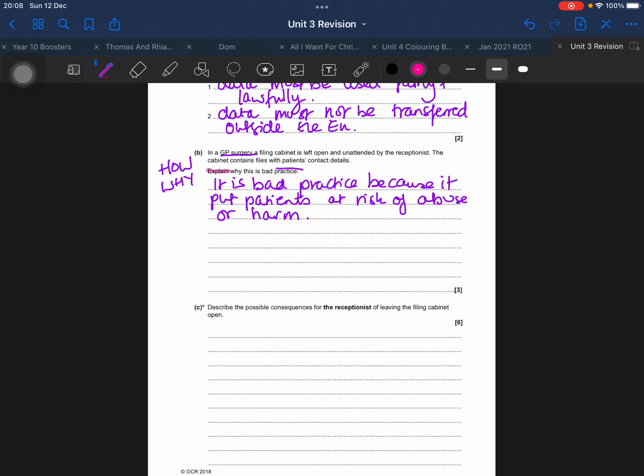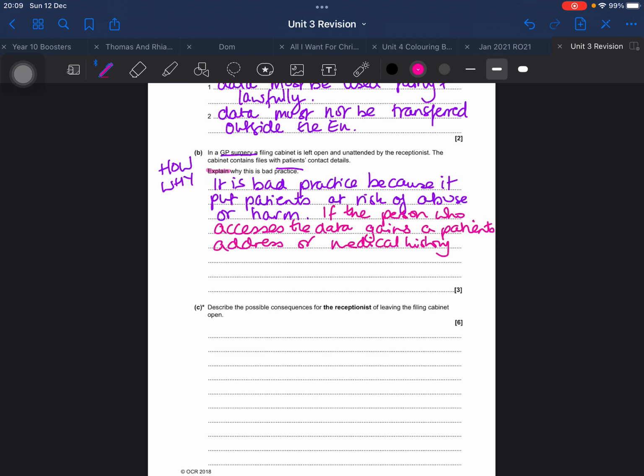So how are we going to say this? So if the person who accesses the data gains a patient's address or medical history, they could use this information against them.